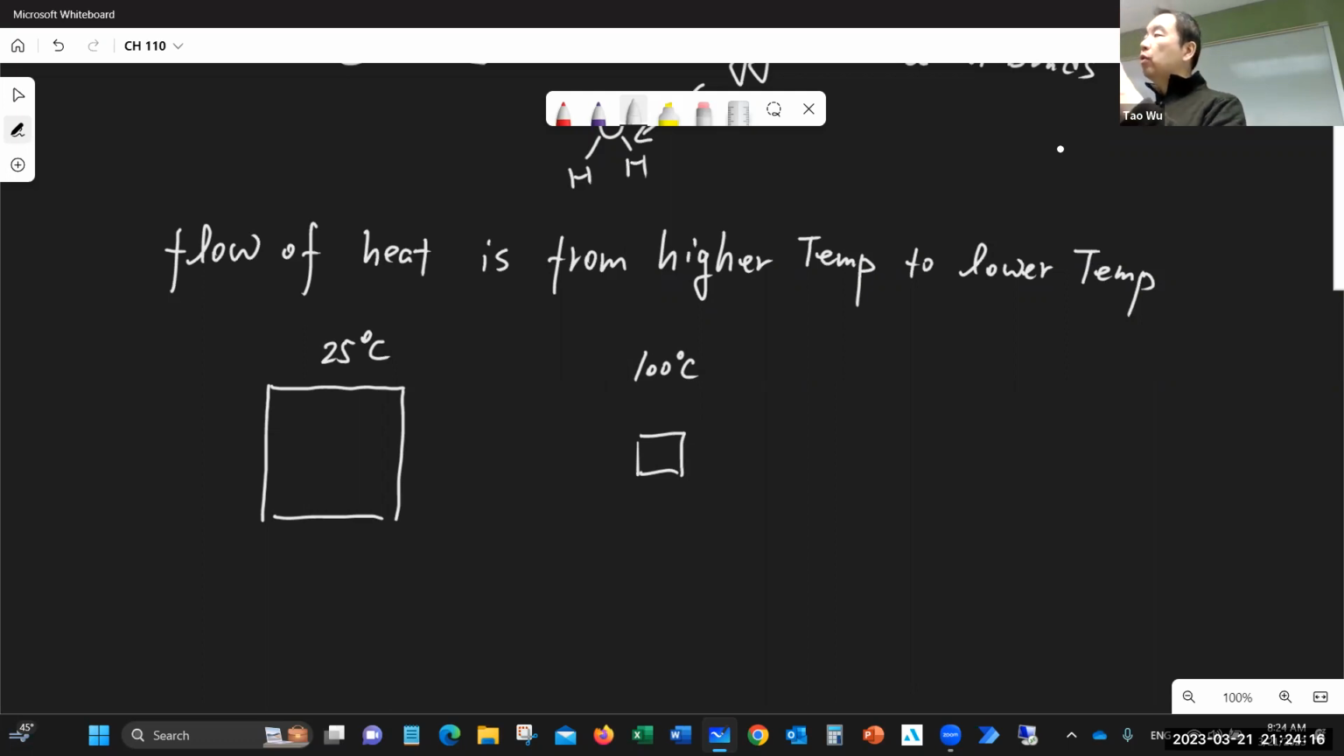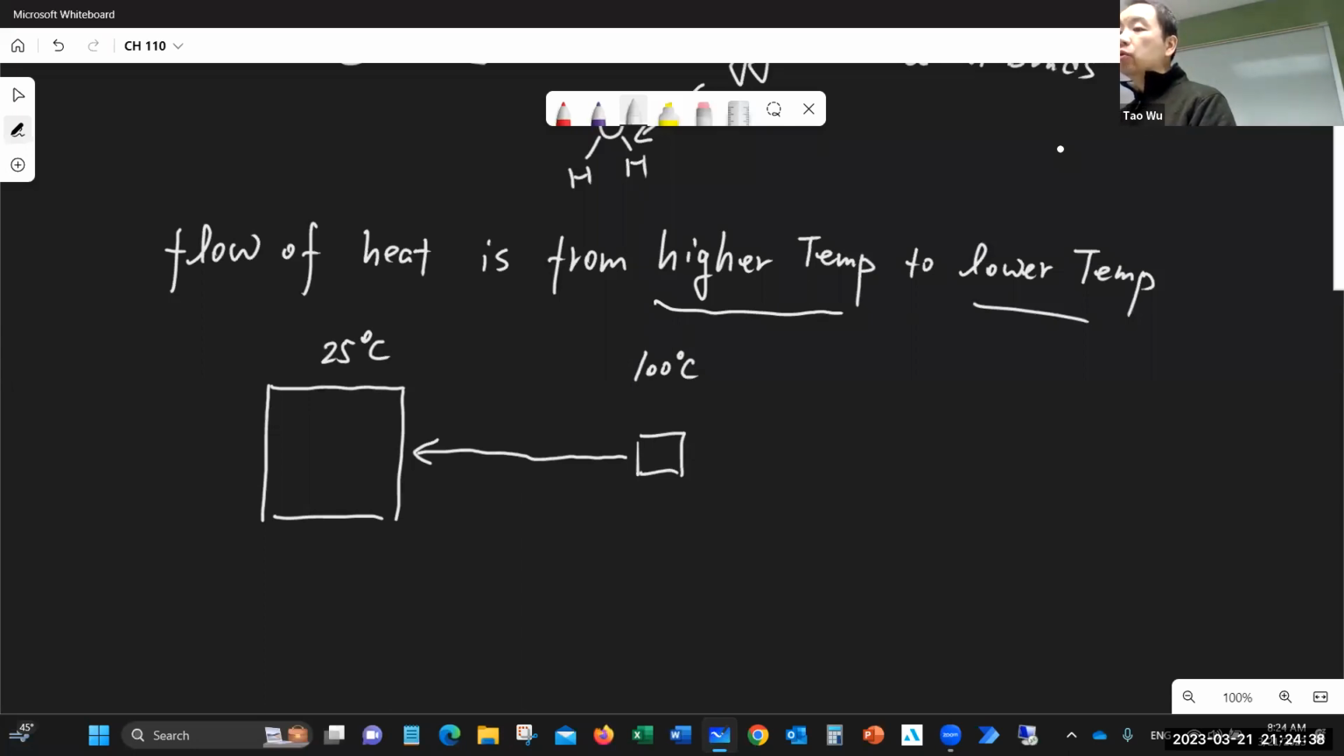If those two objects meet together, where will the heat go? It moves from higher temperature to lower temperature, which means the heat will be transferred from the small object to the big object.